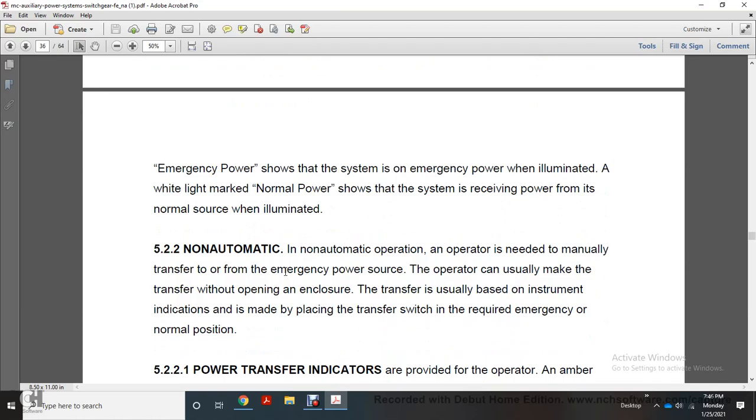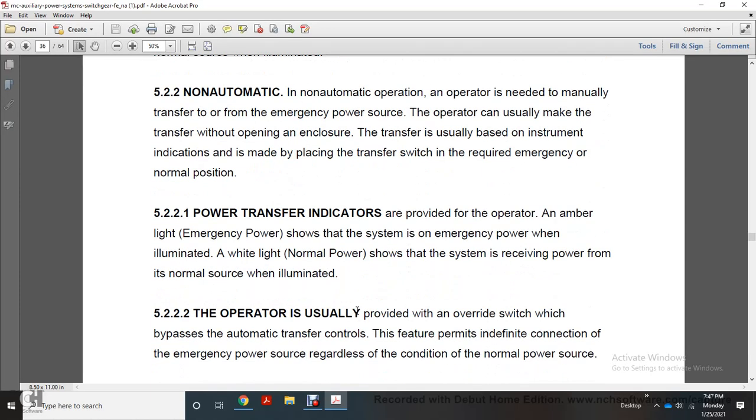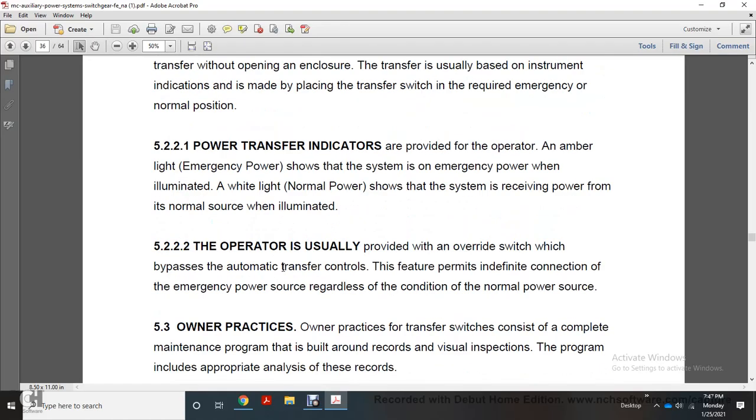For non-automatic operation, the operator needs to manually transfer from the normal to the emergency power source. The operator can usually make the transfer by opening and closing, based on instrument indication, by placing the transfer switch in the required emergency or normal position. Power transfer indicators are provided with the operator: an amber light for emergency power shows the system is on emergency power when illuminated, and a white light for normal power shows the system is receiving power from the normal source when illuminated.